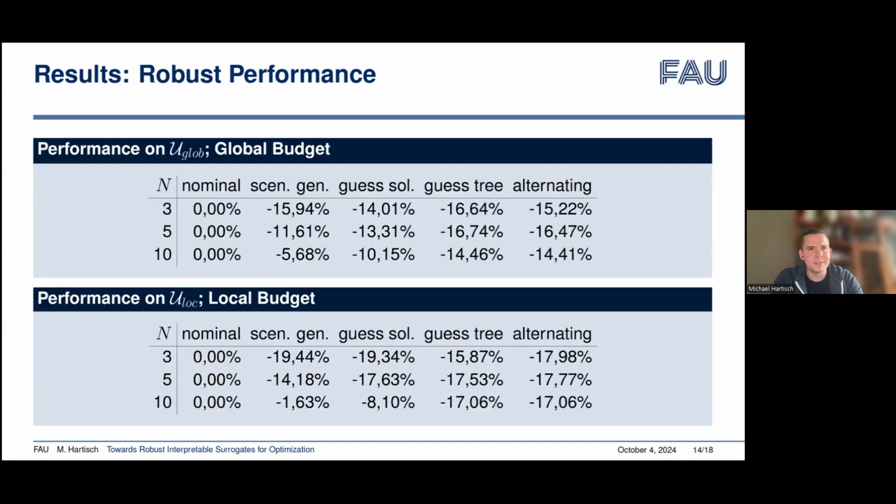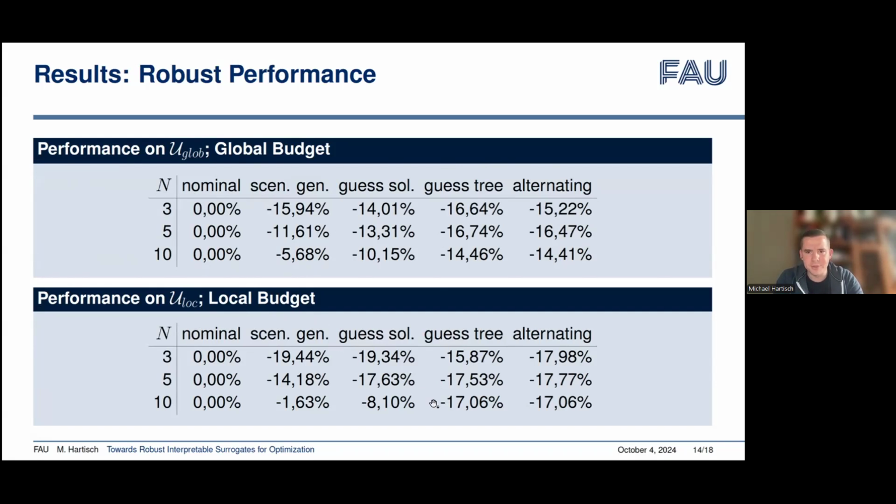So let's take a look at the results. So in the top table, we have the results for the global budget, here for the local budget, and we take a look at performance on those disturbed values. So what we would expect is that the nominal solution performs worse than our approach, which is indeed the case, right? So minus is that we get better, which is no surprise, right? Because all those approaches actually hedge against this kind of uncertainty.